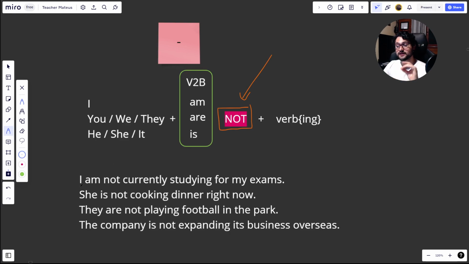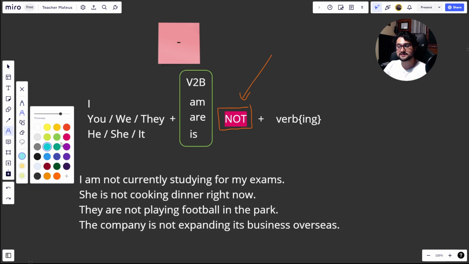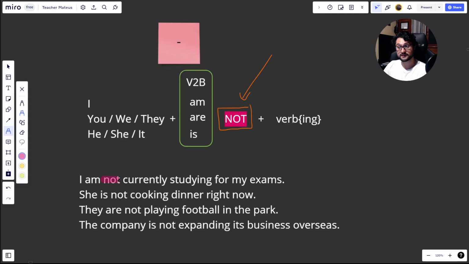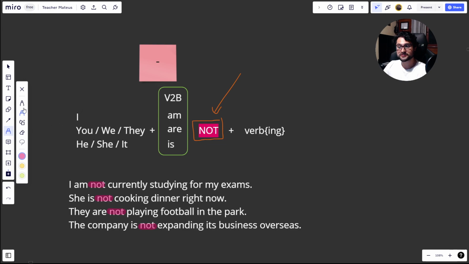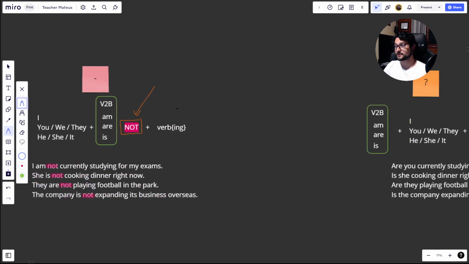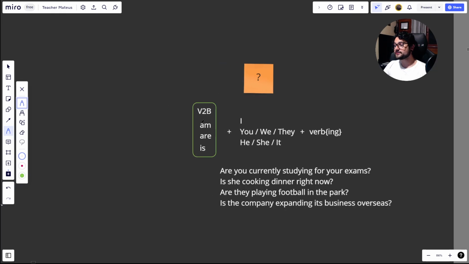So let's read together. I am not currently studying for my exams. So we see the not there, defining that this is a negative sentence, as you can see. I am not. She is not cooking dinner right now. They are not playing football in the park. And the company is not expanding its business overseas. So this is the negative. We have that structure that we discussed before, but we include the not to describe that this is a negative information. And what about the interrogative?